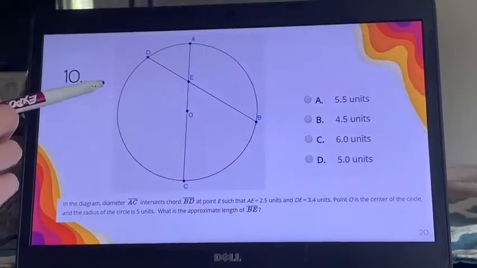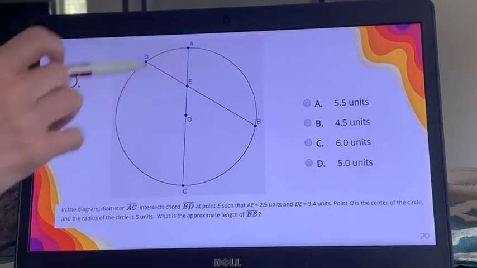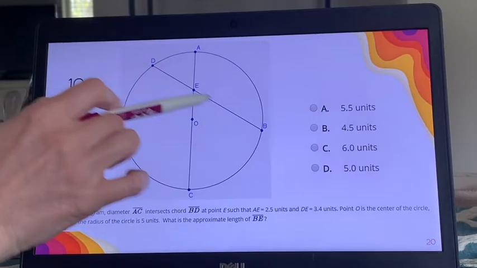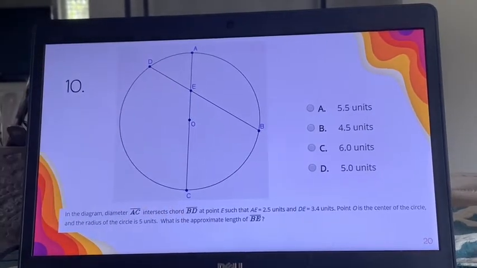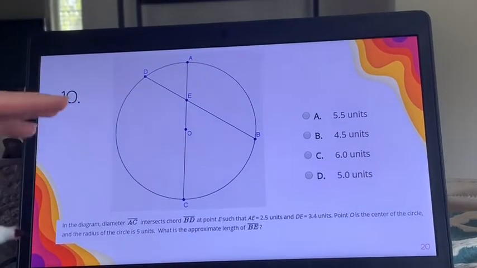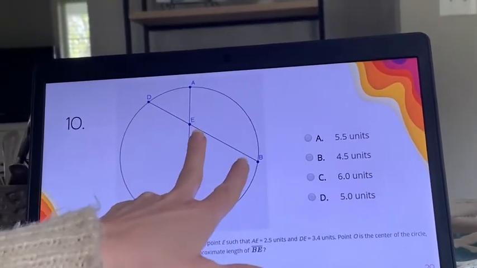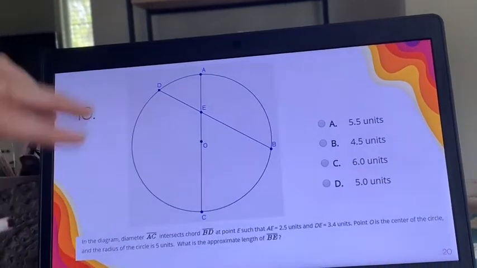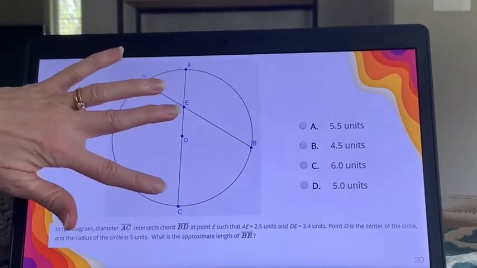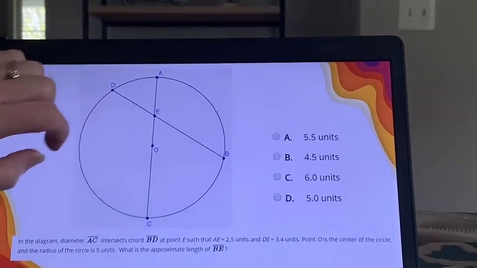All right, we're on number 10. This is our last one. So here we have the diameter, which is AC, and then we have another chord, which is BD, and they're intersecting at point E. So here we're going to focus in on length. So remember our rule is this piece here, DE, times this piece here, EB, should be equal to this AE times this AC, this whole thing here.